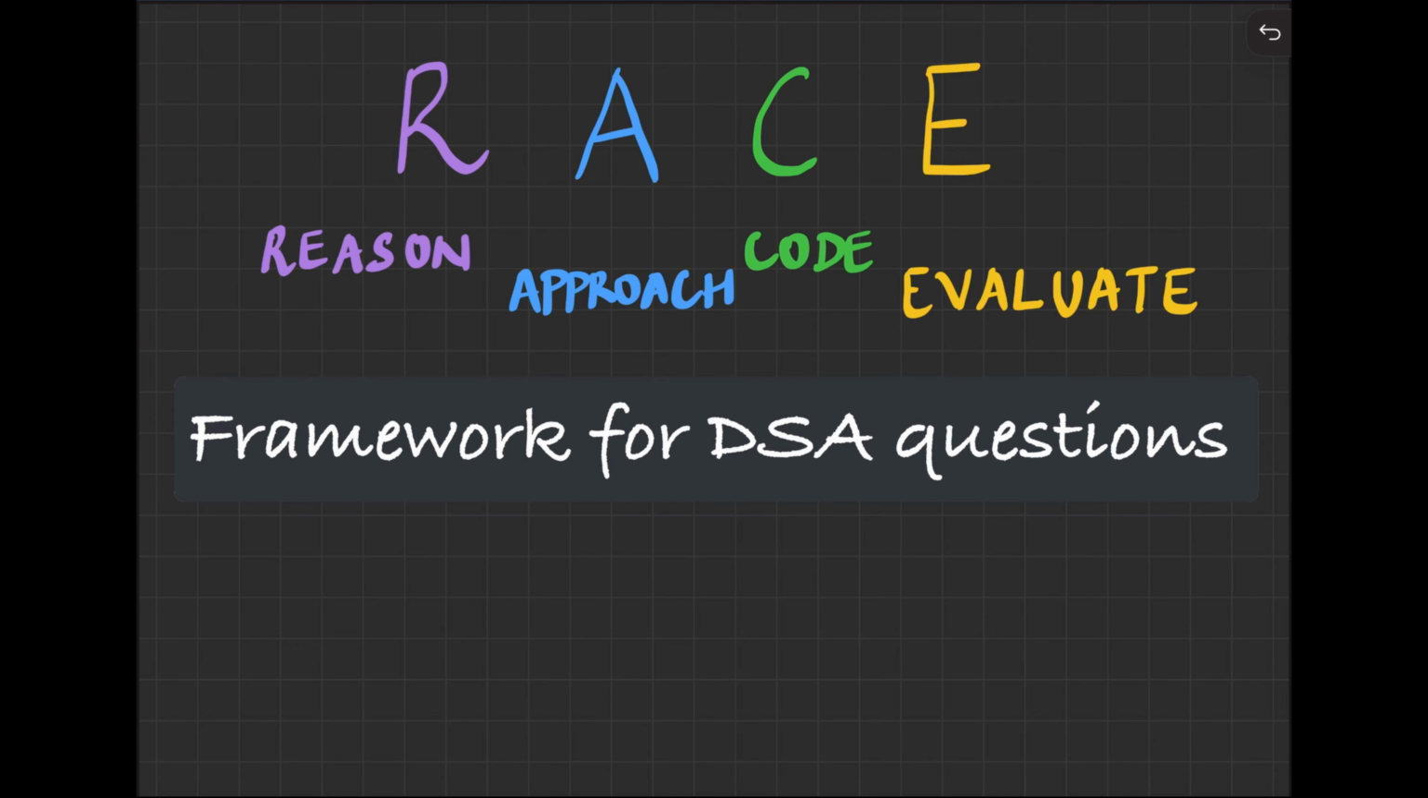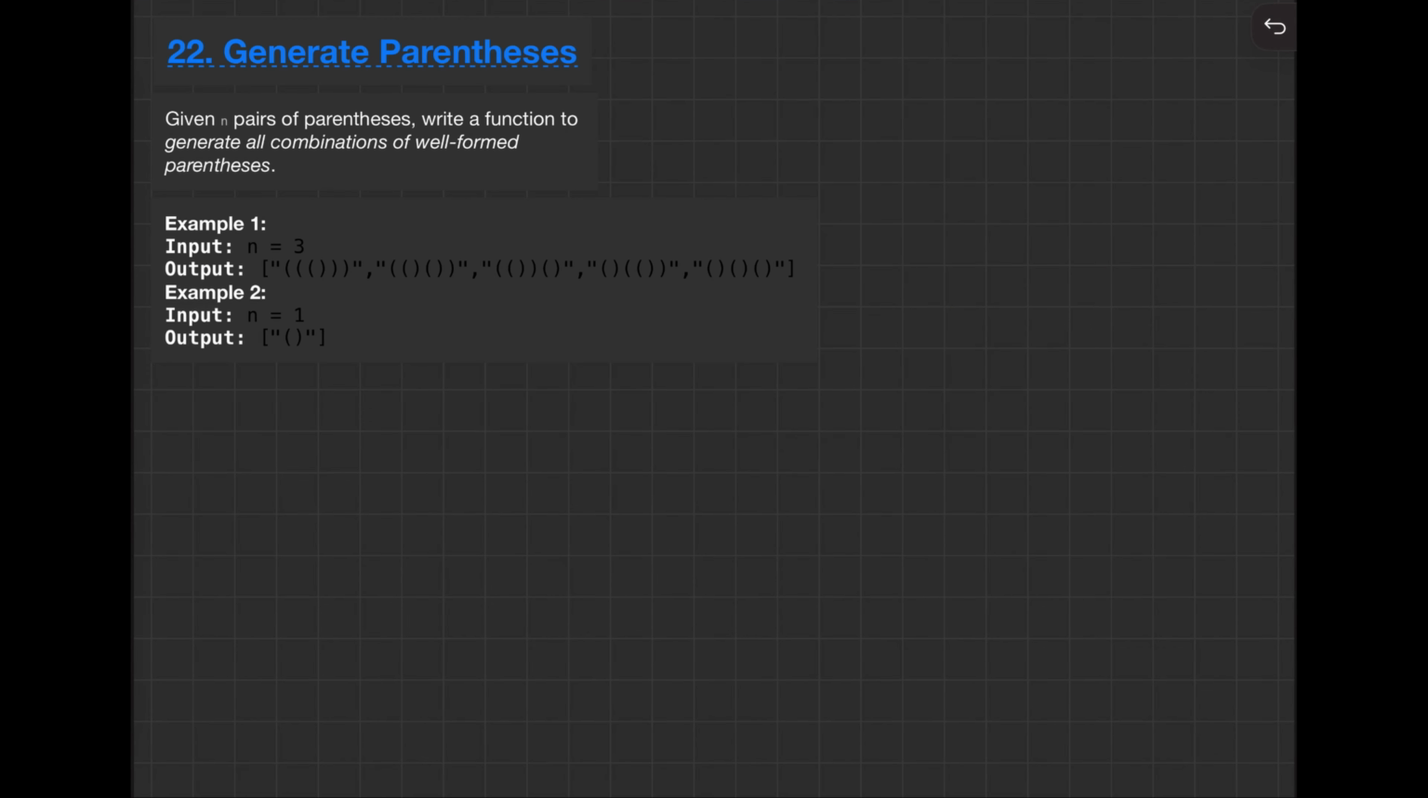Finally, with code complete, we move on to the evaluate section where we write Big O notations for our time and space complexities. Please don't worry about memorizing this framework. We'll use this framework for all the DSA questions that we post on the Soulbits channel. Let's start looking into the first section, which is the reason section.